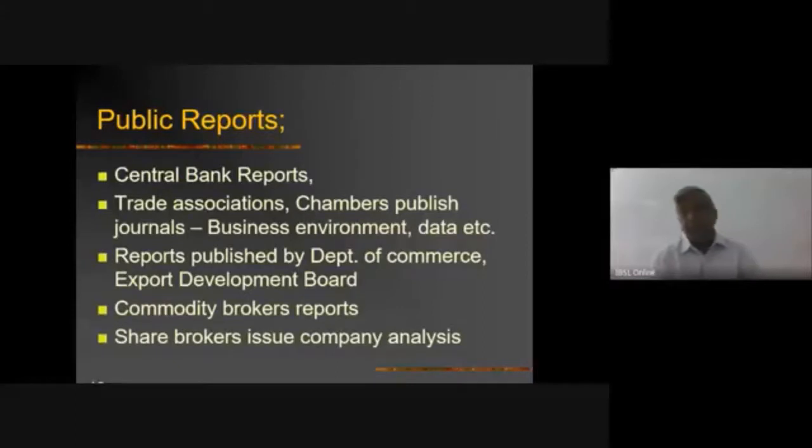Then commodity brokers' reports. These are the commodity brokers for tea, rubber, coconut. These brokers publish reports, so information will be provided there also. Various information related to a particular sector will be beneficial to you to make your credit decision. Then share brokers issue company analysis. There are share brokers associations, and they also periodically publish reports on certain companies. They analyze the companies and various sectors. In the past, they have published very valuable reports, which will be helpful to you to make your credit decision.